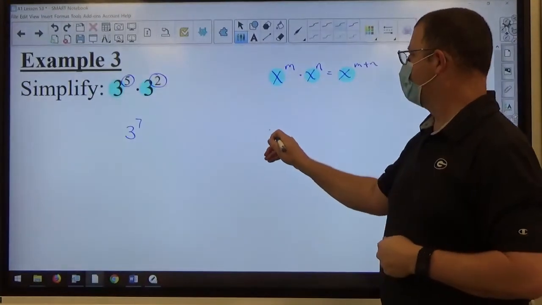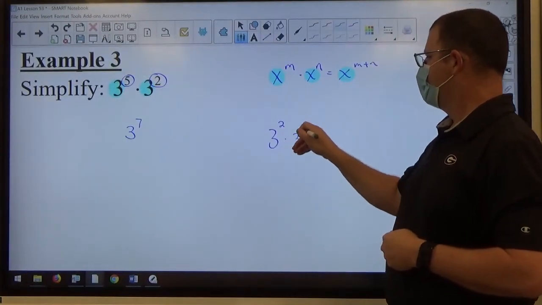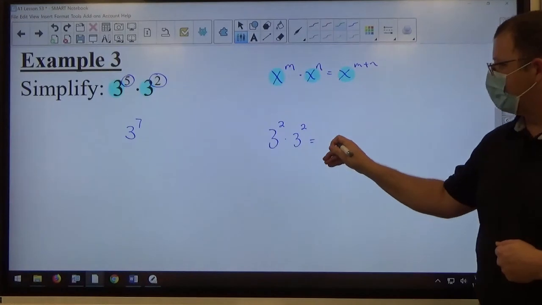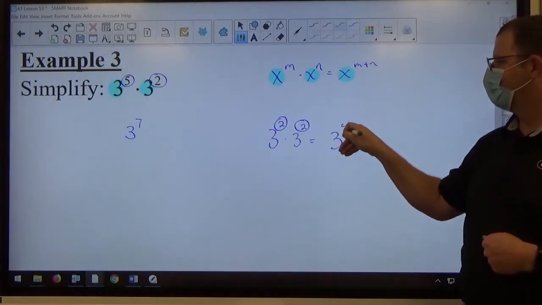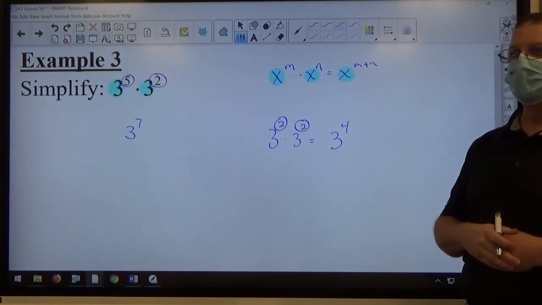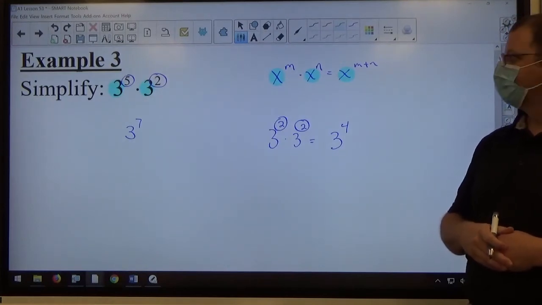What if both of the top exponents were 2? So if you said, what if it's 3 squared times 3 squared? Again, the rule says that if the bases match, you rewrite the base, and then you add the powers. 2 plus 2 makes 4.